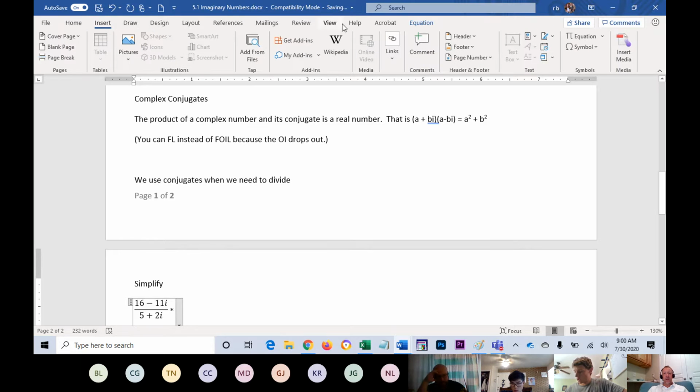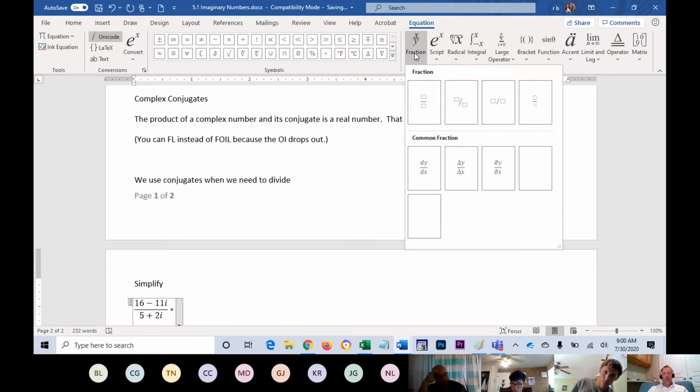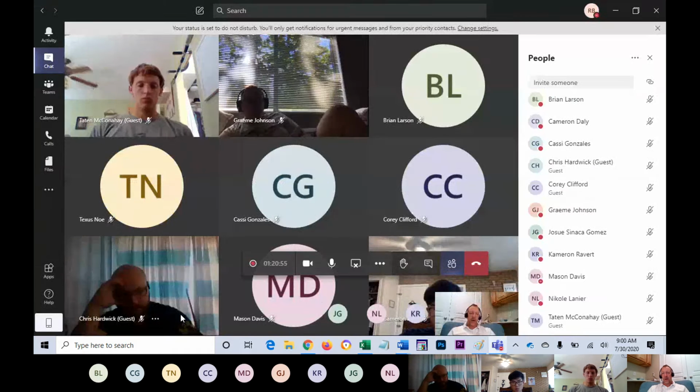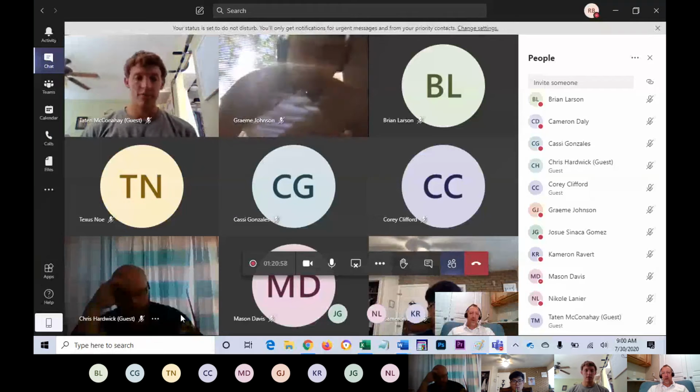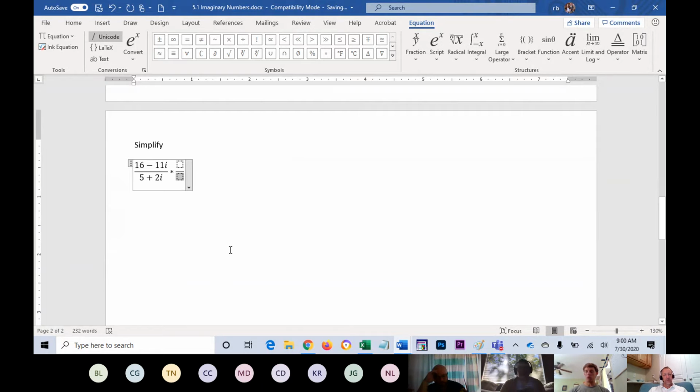As I'm building my equation here, what is the conjugate of the denominator? Graham. It would be 5 minus 2i. Nope. Okay, so we're going to multiply. So I've just multiplied this by 1, correct?